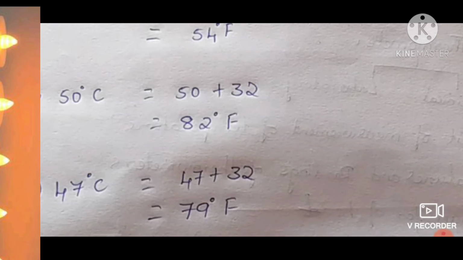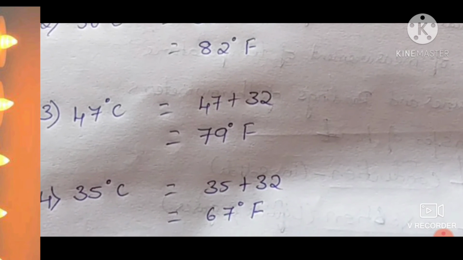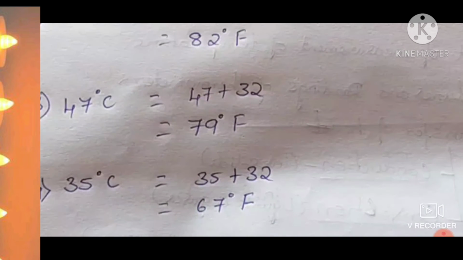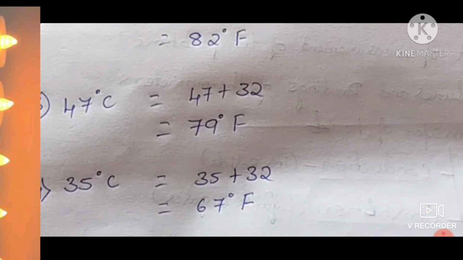If we want to convert 47 degrees Celsius to Fahrenheit, then when we add 32 to 47, we get 79 degrees Fahrenheit. In the same way, when we want to convert 35 degrees Celsius to Fahrenheit, we add 32. So 35 plus 32 is 67 degrees Fahrenheit.